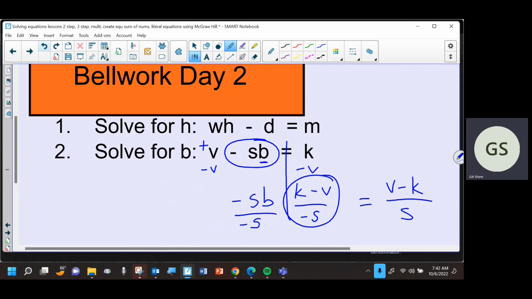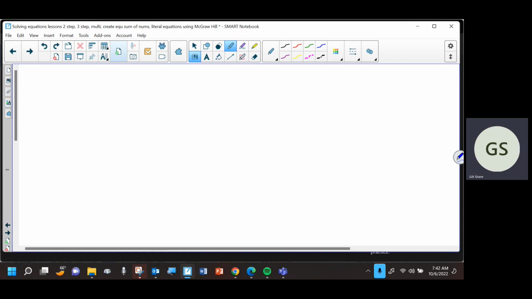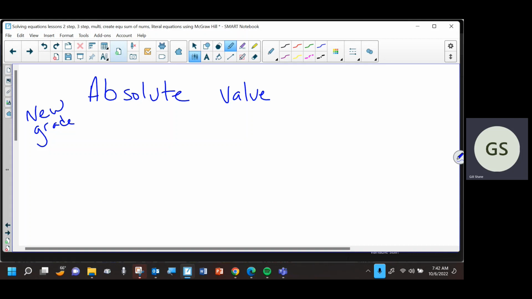All right, so here's what you need to practice. I may do an absolute value problem in a little while. I'm not gonna do it right now, but that's on there. So your new grade is these two things. Absolute value, and you're just solving for a variable still. Absolute value.